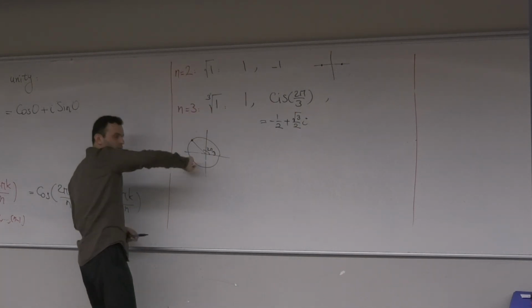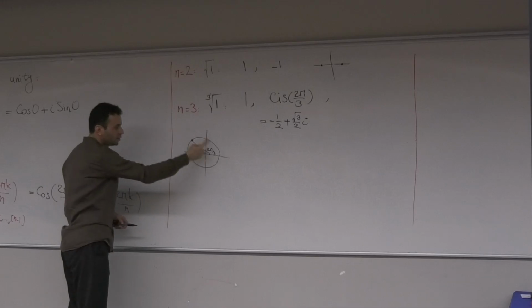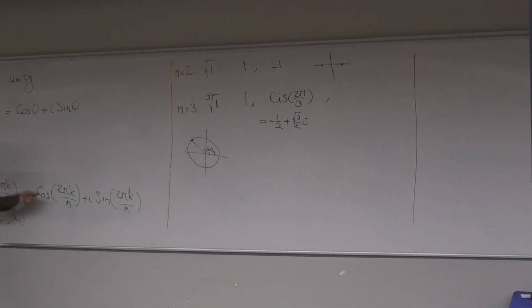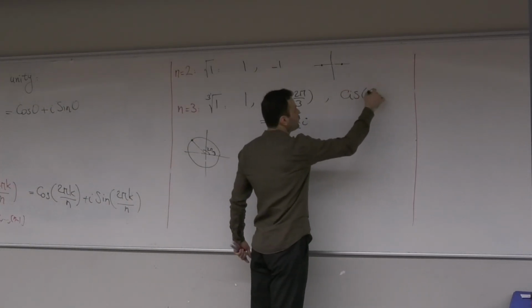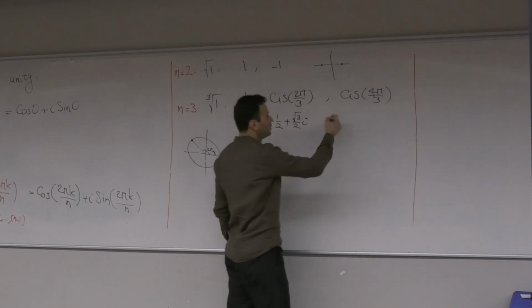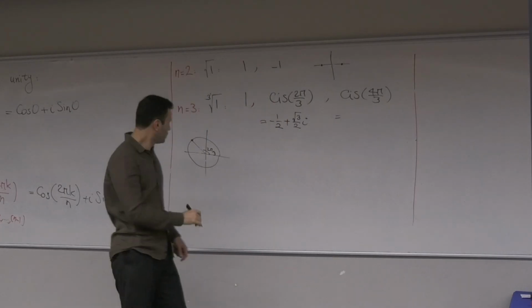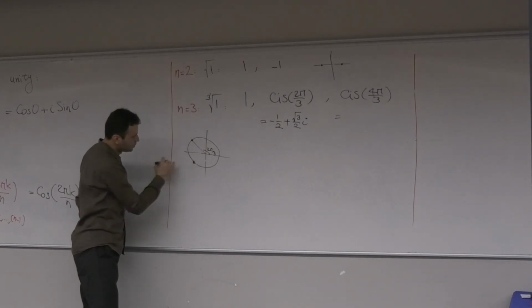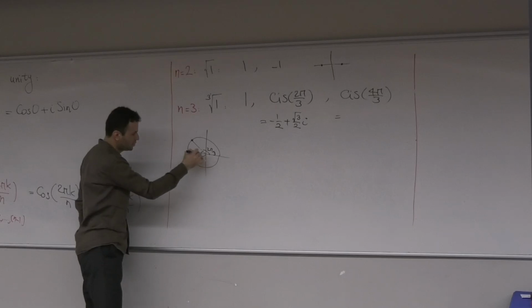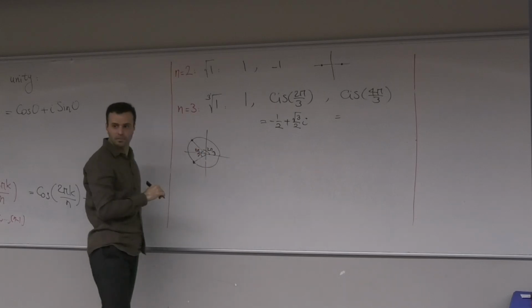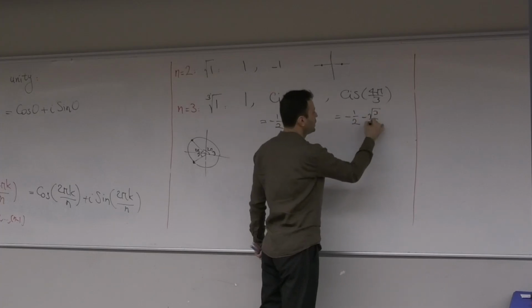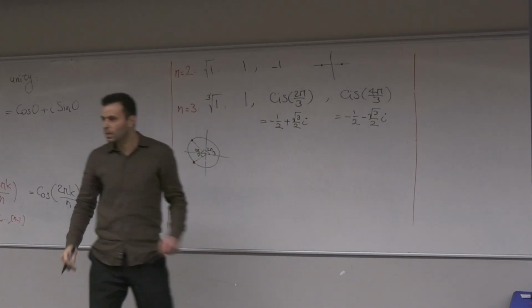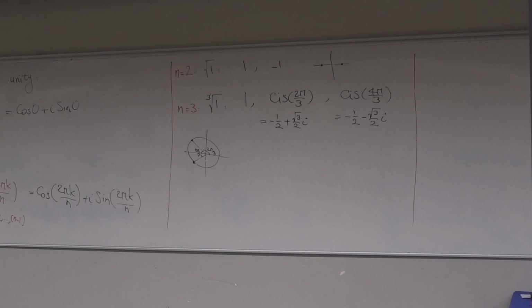Again, we need to rotate this by an additional 2 pi divided by 3. Or here, instead of k, we need to write 2, which is going to be CIS of 4 pi divided by 3, which is going to be at this point. Okay, with this, here is also 2 pi divided by 3, which is going to be minus 1 over 2 minus the square root of 3 divided by 2 times I. Okay? Clear?